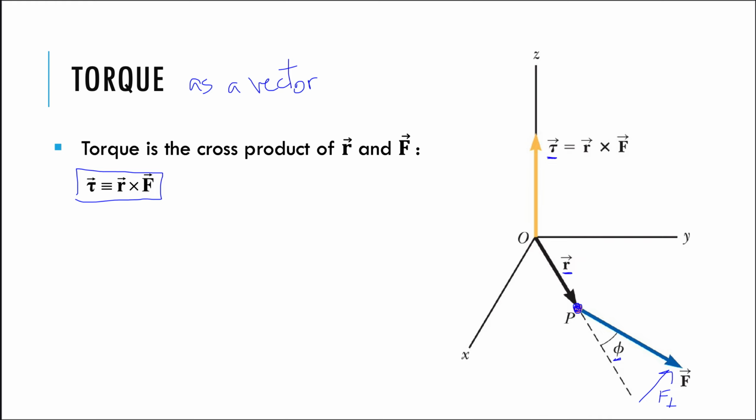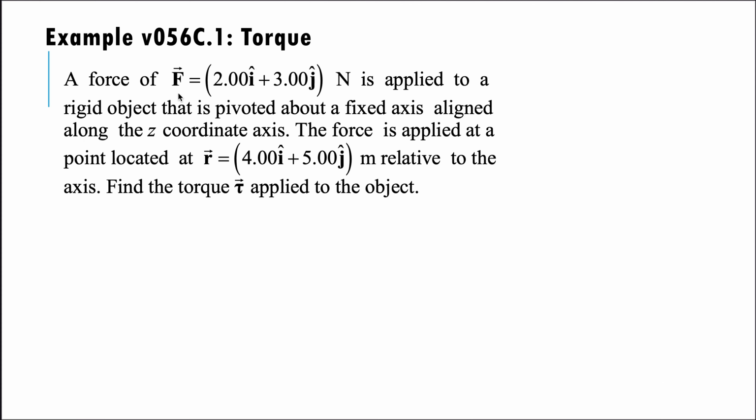Let's go ahead and do an example. We have a force F equals 2I plus 3J applied to a rigid object that is pivoted about a fixed axis aligned along the z-coordinate axis. The force is applied at a point located at R equals 4I plus 5J relative to the axis. Find the torque applied to the object. So we can use our cross product definition for torque. Torque is a cross product R cross F. This example just allows us to use a cross product and remember it since we haven't used it in a while.